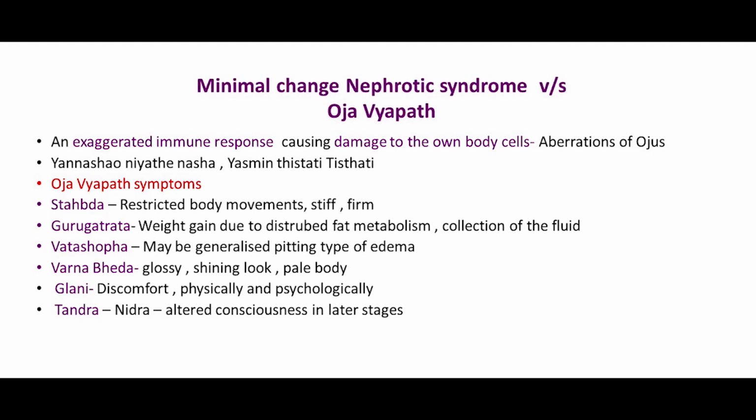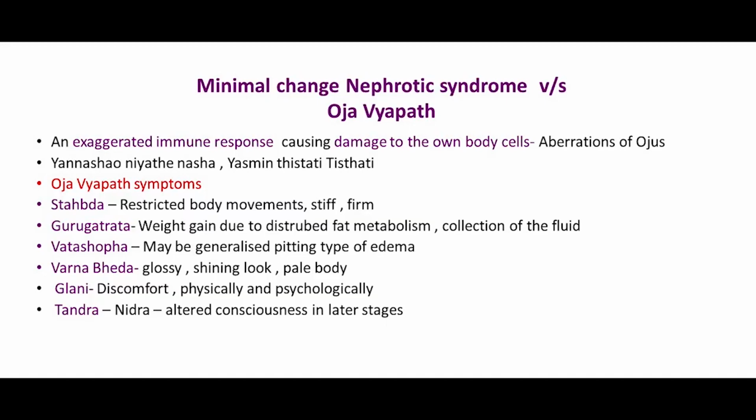Now let us discuss minimal change nephrotic syndrome versus Oja Vyapath. Ojas aberration has two facets: one is Oja Visramsa, another is Oja Vyapath. Oja Kshaya is a different issue, where there is decreased functioning of the immune system. But here, in Oja Visramsa and Oja Vyapath, there is aberration, that is, an exaggerated or abnormal form of immune response, which is a typical cause of minimal change nephrotic syndrome.